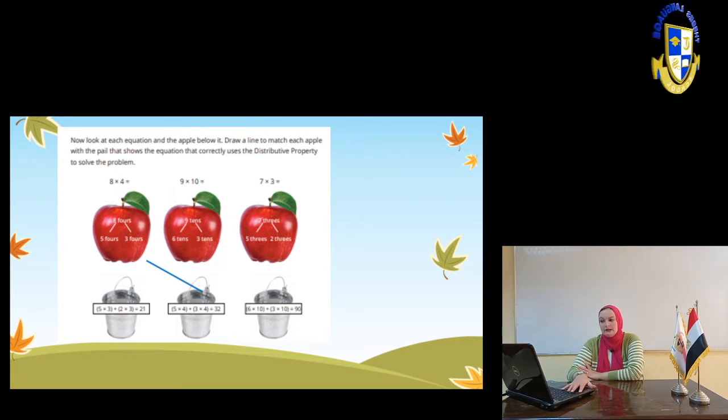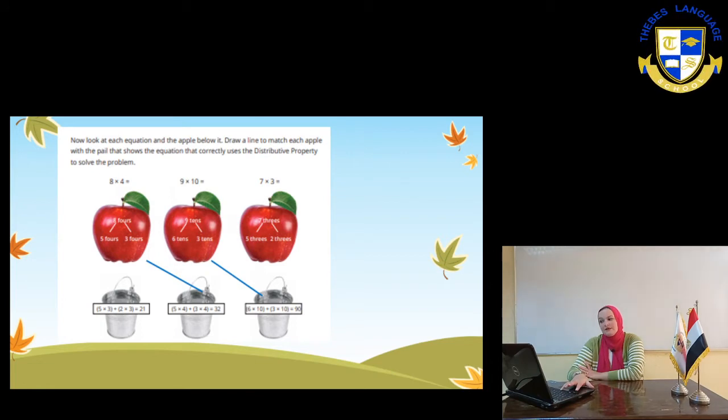It means 9 tenths, okay? We are going to split it into 6 tenths and 3 tenths. It means 6 times 10 plus 3 times 10. So we are going to match the second apple with the third bucket, okay? Apple number 3, 7 times 3 means 5 threes plus 2 threes means 5 times 3 plus 2 times 3 equals 21. So the third apple with the first bucket.